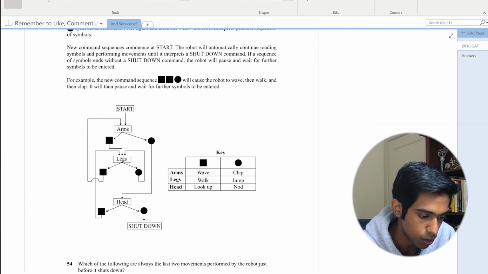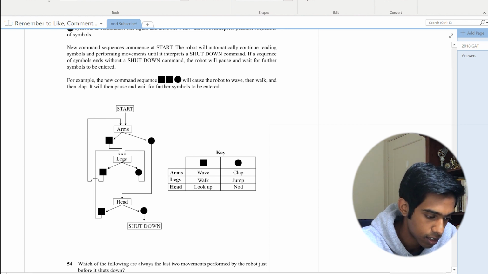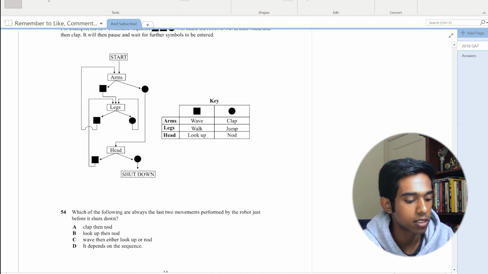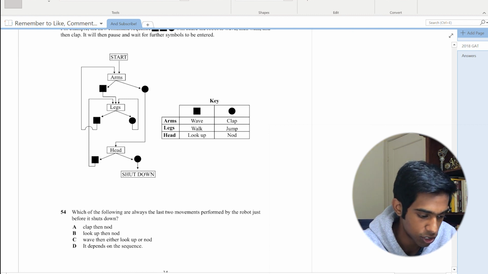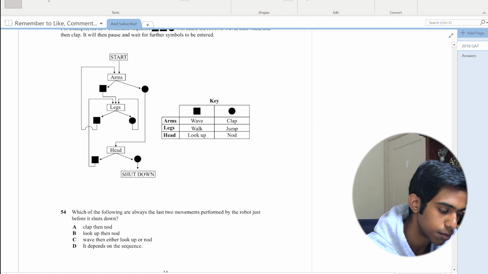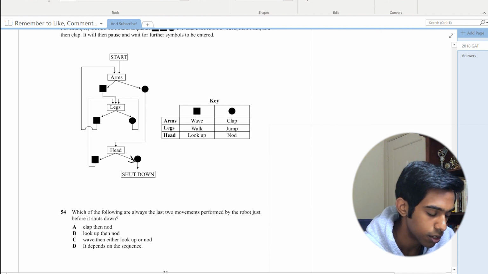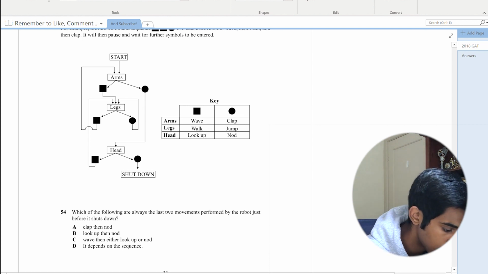Okay, so wave, walk, and then clap. Okay. So which of the following are always the last 2 movements performed by the robot just before it shuts down? So the robot will only shut down if it goes from the head, and the only way you can get down to the head is by doing that. So the only 2 things that can possibly happen are arms circle, clapping, and then head circle, nodding. Clap then nod.